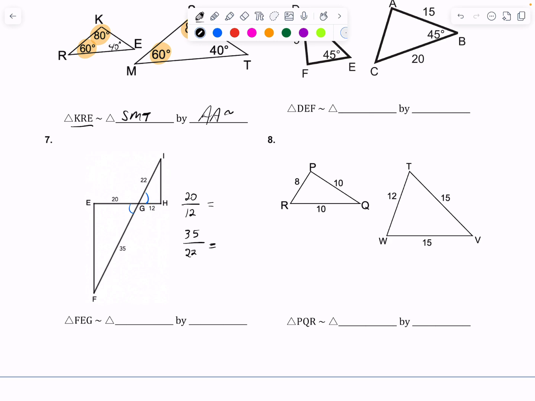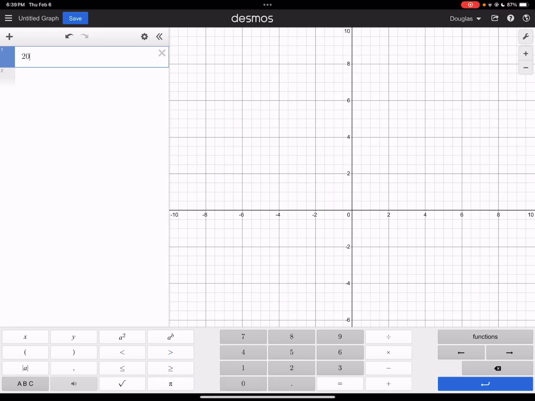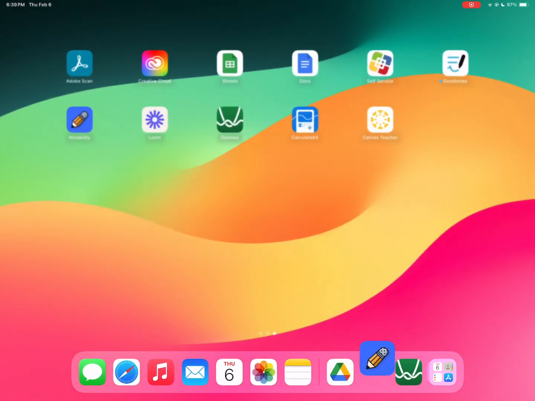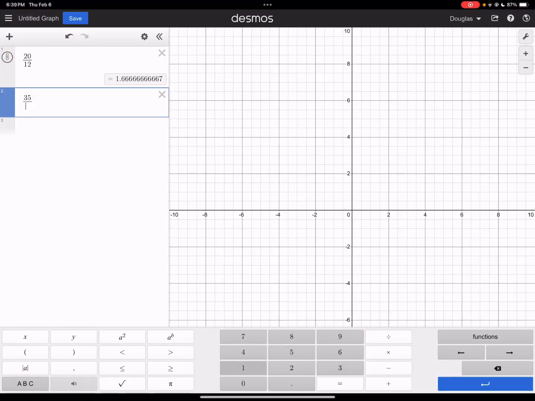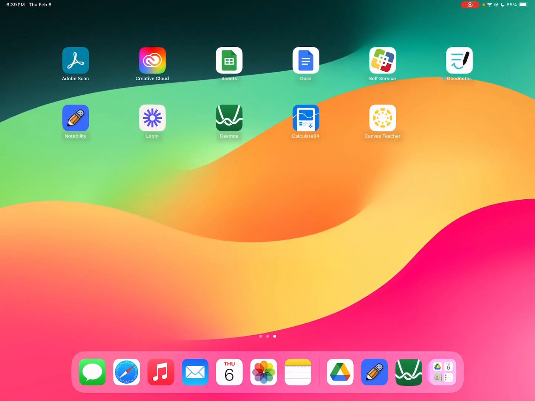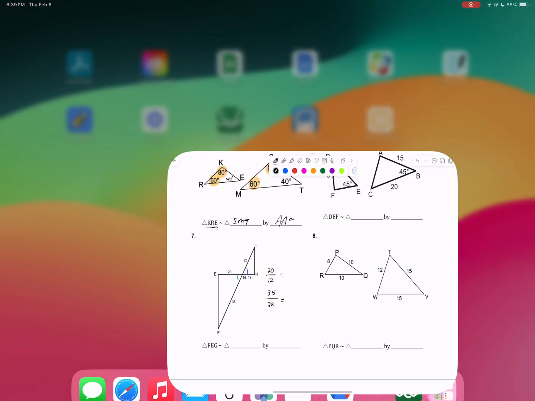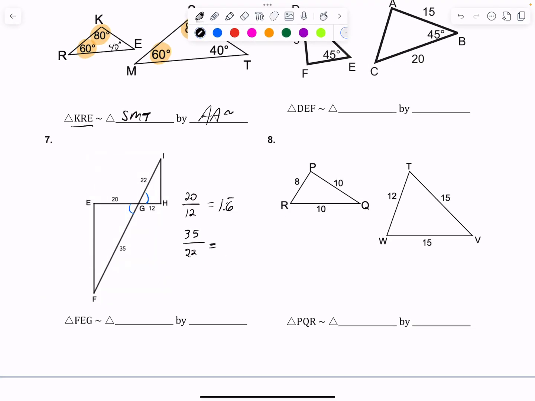All right, so 20 over 12, and then the other one is 35 over 22, which gives us, oh, that's not 22, try again. Sorry about that. 1.59 as opposed to 1.6 repeating. So this is 1.6 repeating, and this is 1.59. Those are not the same thing. Because those ratios don't end up being the same, we are not able to say these are similar, so not similar. But I was trying to do side angle side similarity, okay?